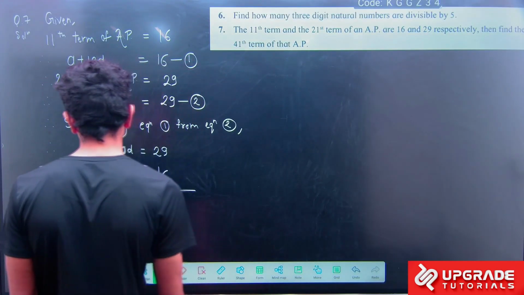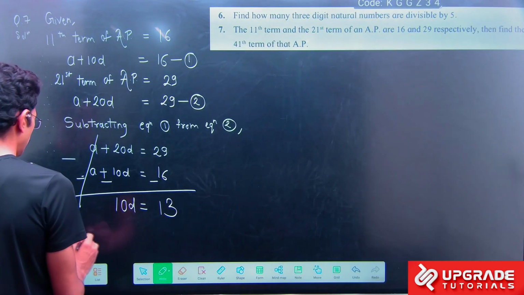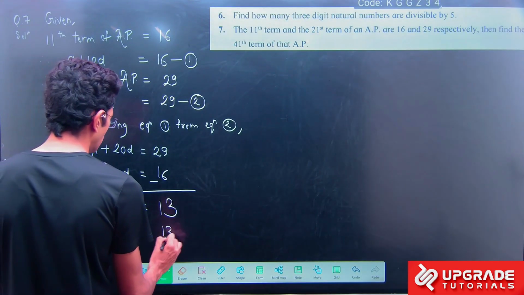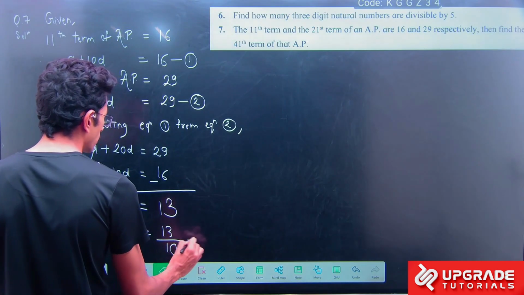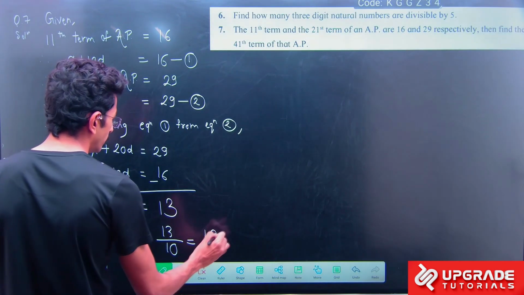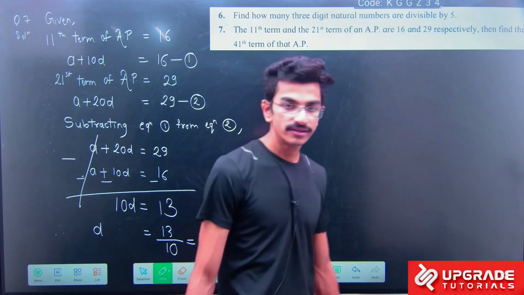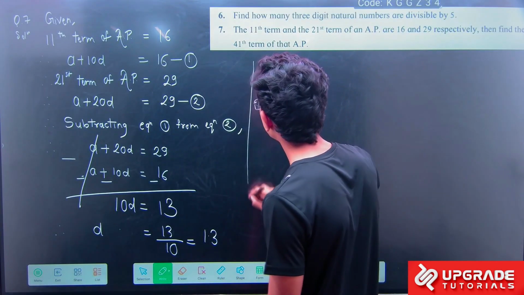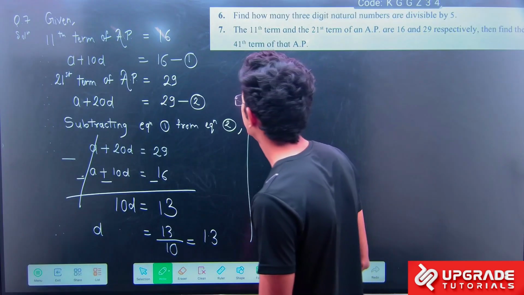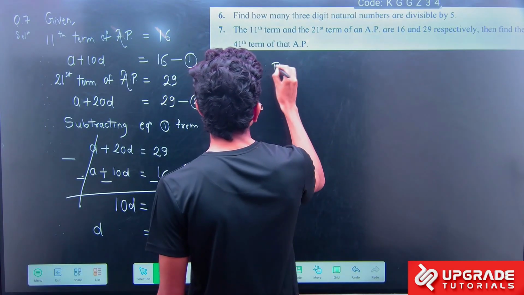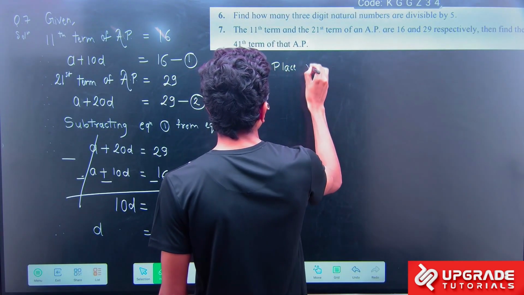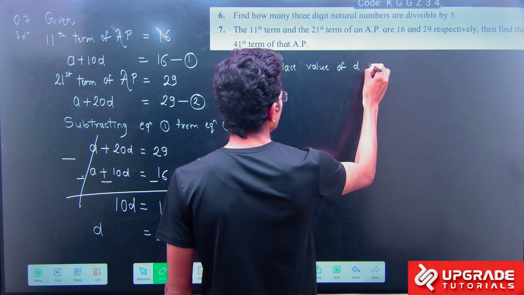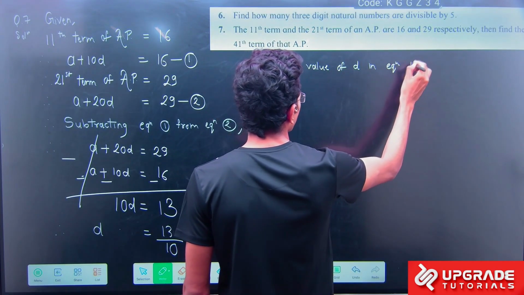Okay. Therefore, the value of d is nothing but 13 upon 10, which is 1.3. Got it? No, the solution is not yet completed because we have to find the value of a now. Therefore, place the value of d in equation 1.